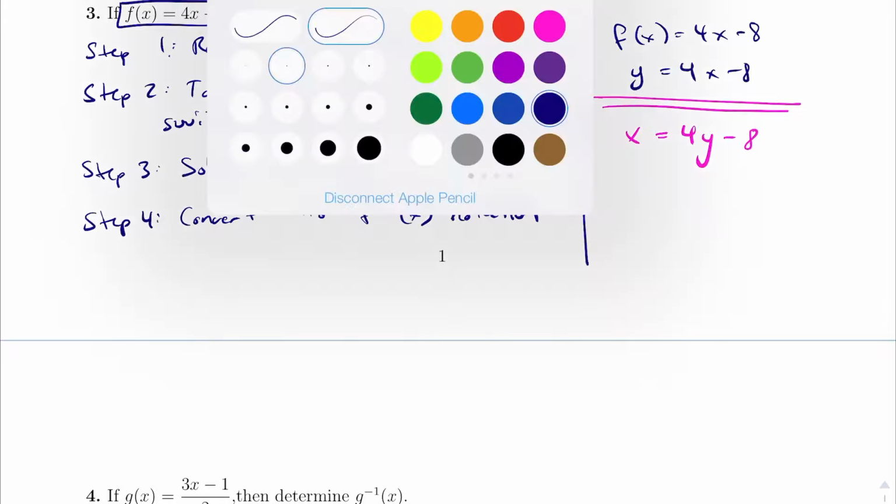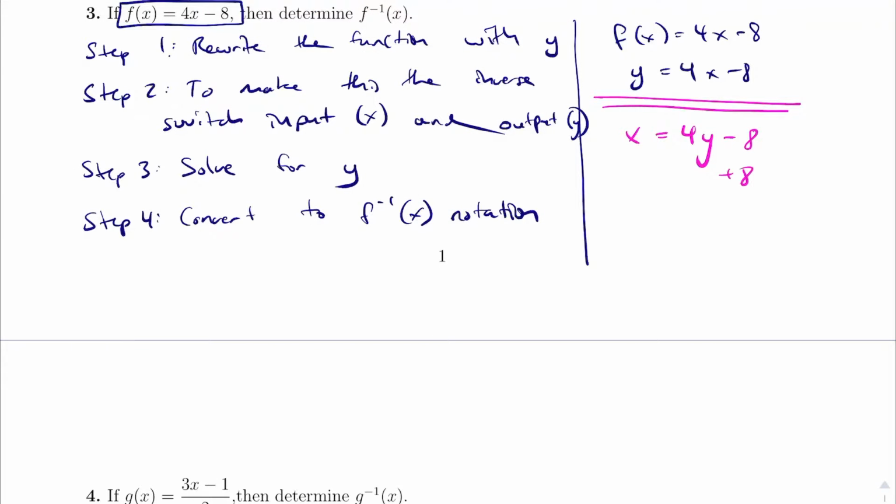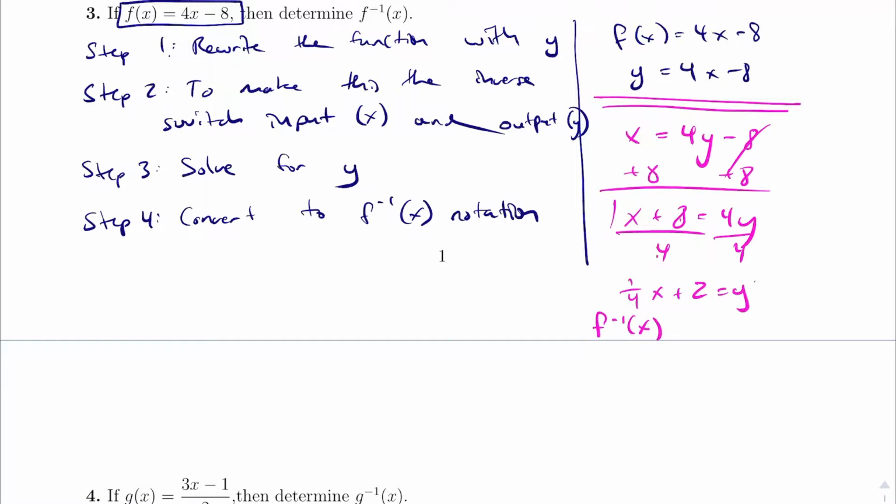Solving this equation for y, we add 8 to both sides. That gives us x plus 8 equals 4y. We divide by 4 on both sides. That gives us 1 over 4 x plus 8 over 4, which is 2, equals y. And then when we rewrite that with f inverse of x instead of y, f inverse of x equals 1 over 4 x plus 2.